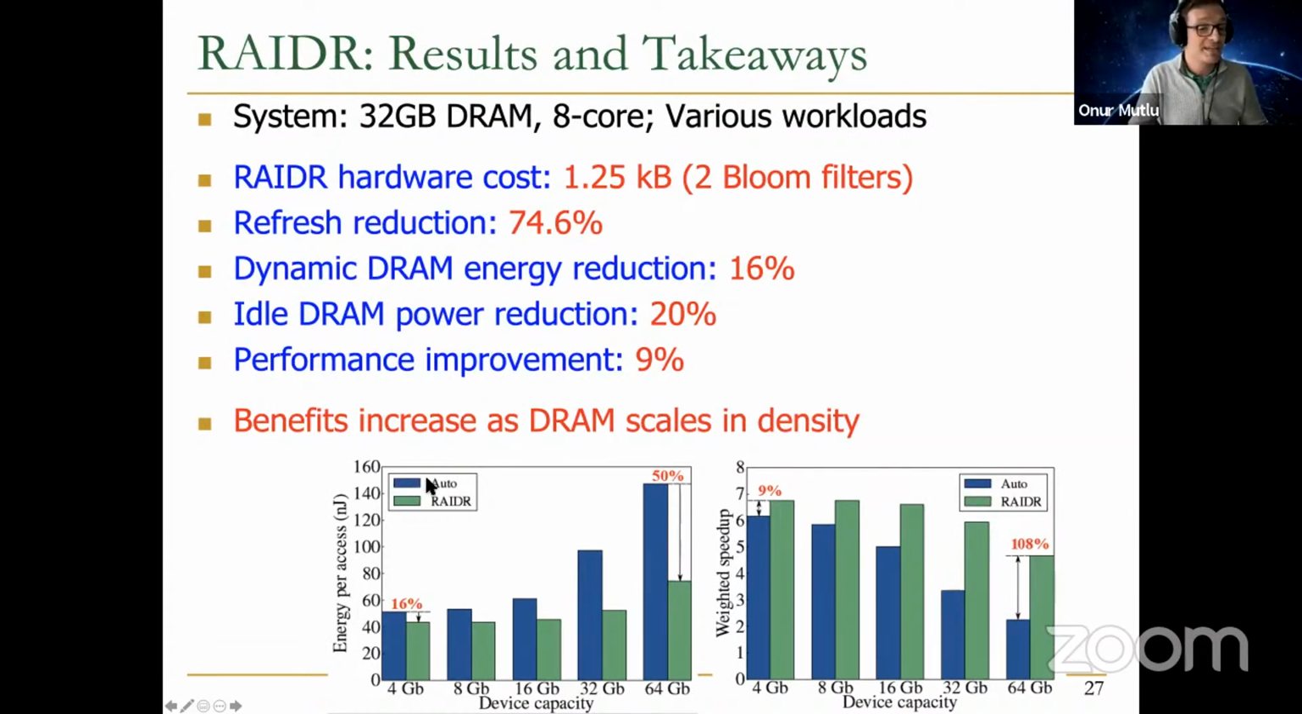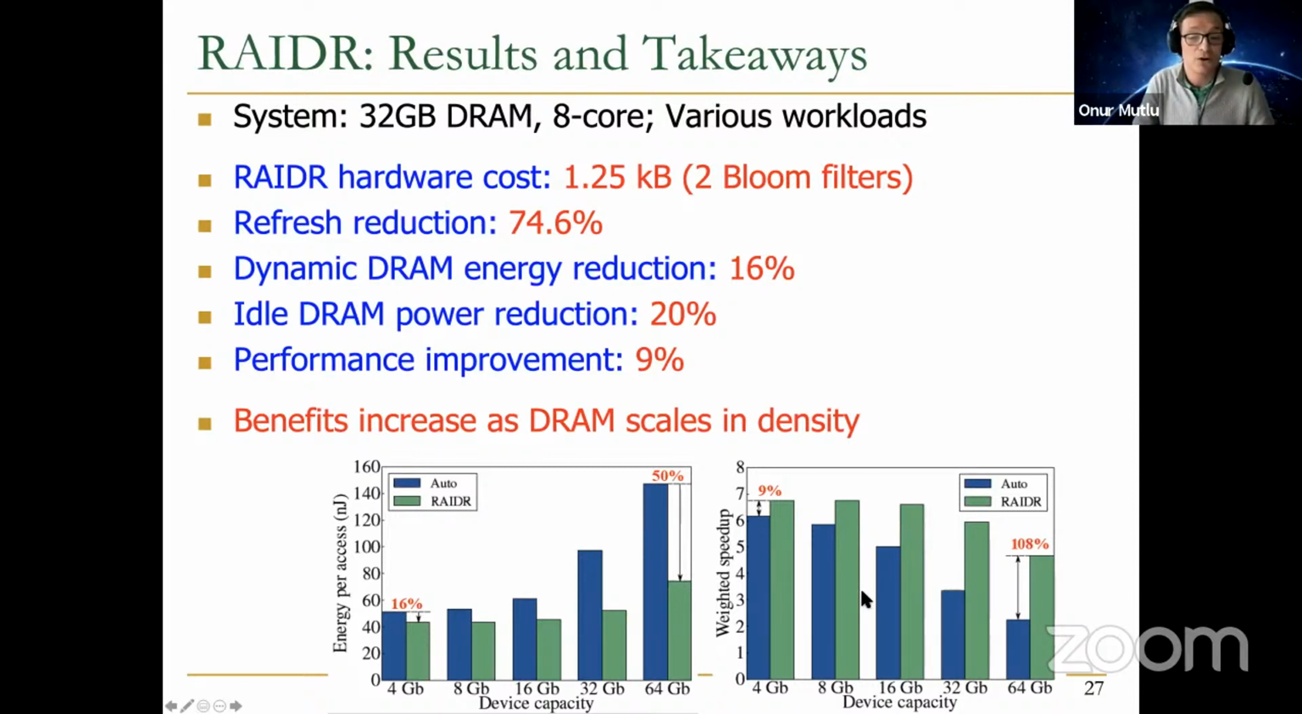And auto is the baseline, and radar is the solution that I described. You can see that in a 4 gigabit chip, you save 16% of energy, but in a 64 gigabit chip, you save 50% of energy. So basically, the benefits become higher in a larger chip because in a larger chip, you're doing many more refreshes, and still a large fraction of them are not necessary.